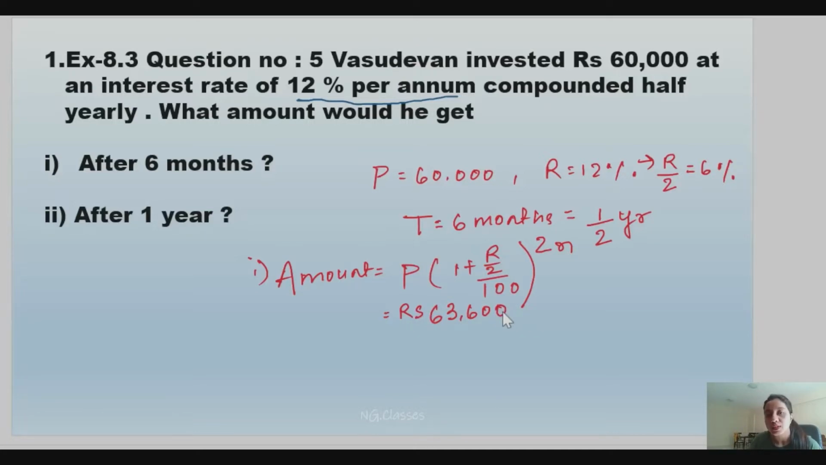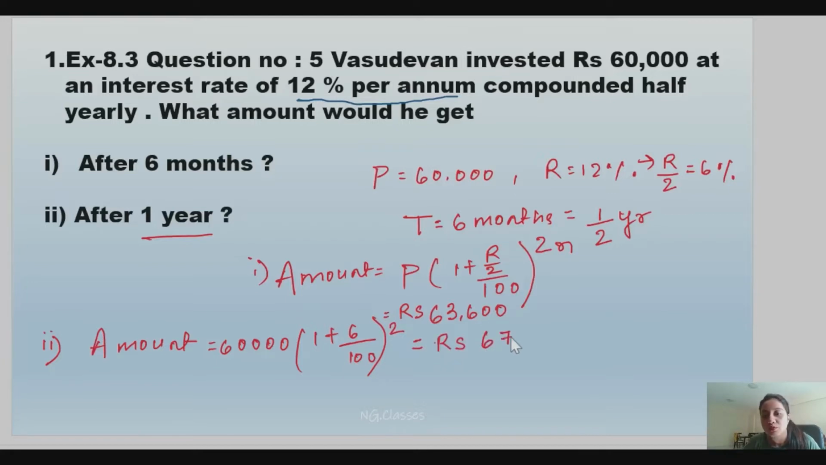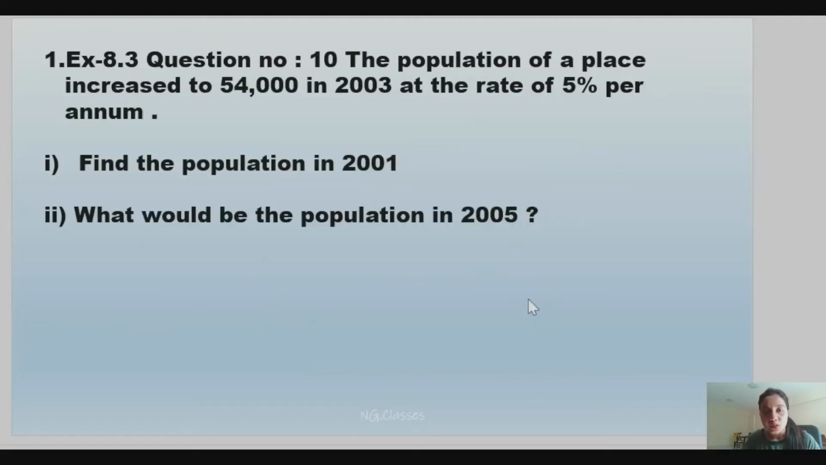Similarly, we will calculate for the second case. Amount will be 60,000 in bracket 1 plus 6 by 100 to the power twice n. It means 1 year. Already the time period is given in years. No need to convert. It will be 2 times 1. That means 2 only. When you calculate it, you will get the value as rupees 67,416.